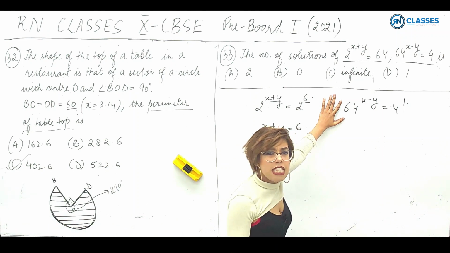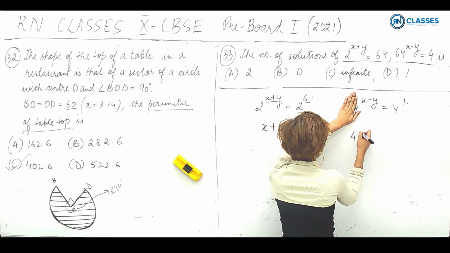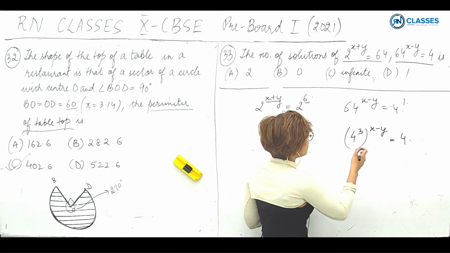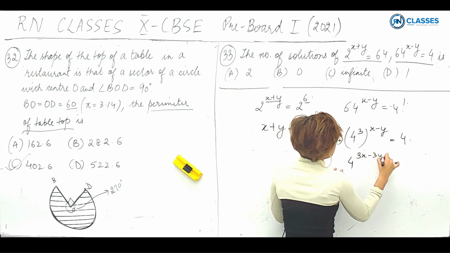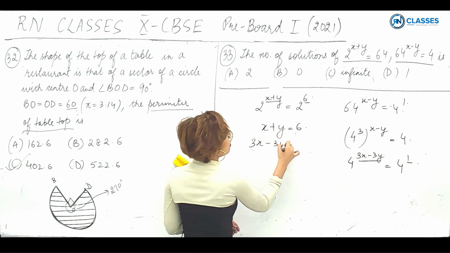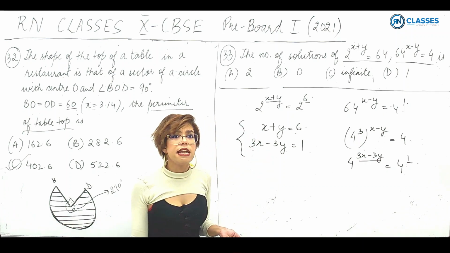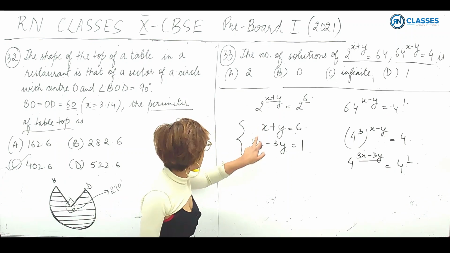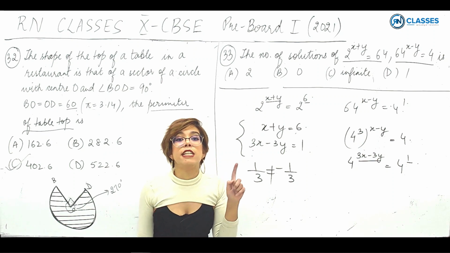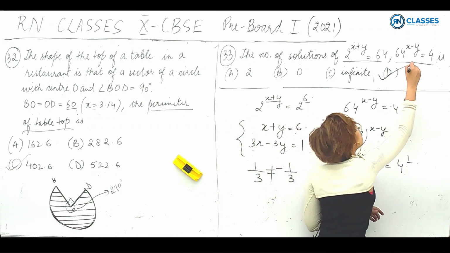64 and 4, are they related? 4 is the cube root of 64, right? So, can I write 64 as 4 raised to 3? Right? And this is x minus y is equal to 4. Right? So, this can be written as 4 raised to 3x minus 3y is equal to 4 raised to, let me write it 1. Since bases are same, powers will be same. So, 3x minus 3y equal to 1. Now, you need to tell me how many solutions are there. Either you can solve it or you can easily see A1, A2, B1, B2, C1, C2. A1 by A2, 1 by 3. B1 by B2, minus 1 by 3. A1 by A2 is not equal to B1 by B2. That means that's the condition of what? Unique solution. Right? So that means number of solutions would be just 1. So answer is option D.